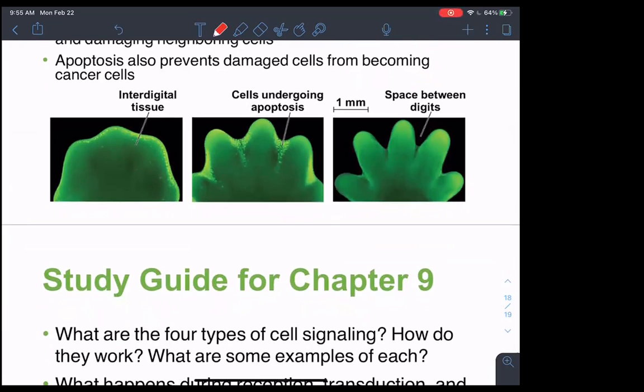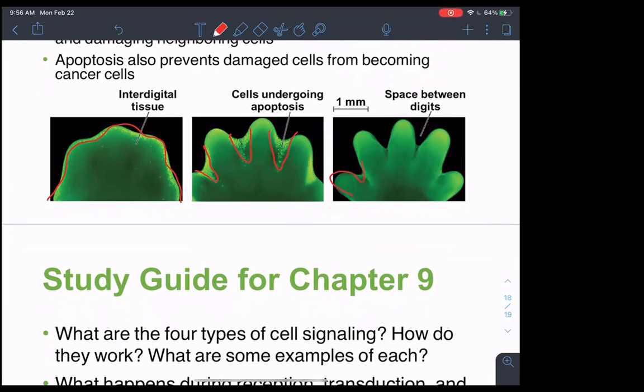Another example of programmed cell death is, if you look at the developing fetus, and you look at the hands that are being developed, initially the tissue of the hand is all connected. And then as development continues, the cells between the fingers begin to apoptose. They begin to die off and close off to create individual phalanges of the hand. So that's an example of programmed cell death in apoptosis.